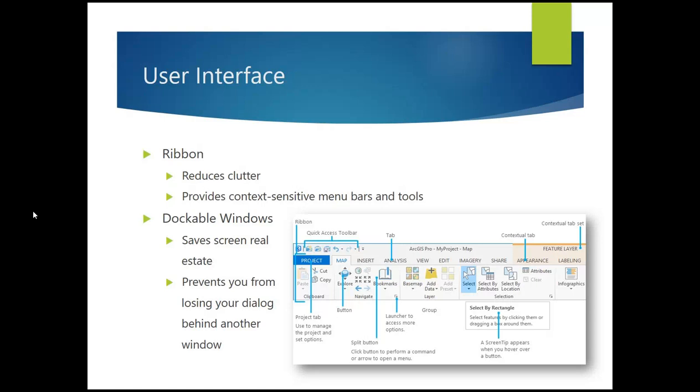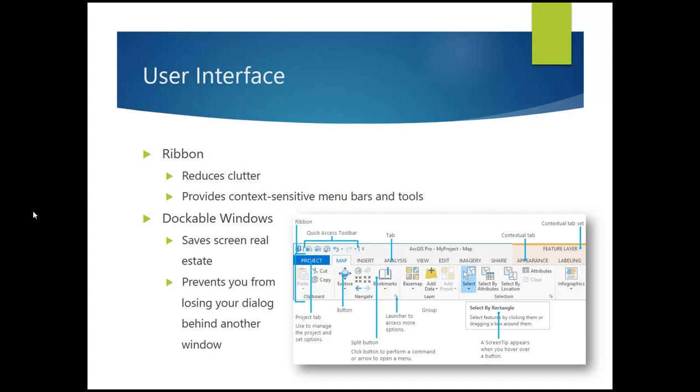So for example, you could click on a layer that you have in your table of contents, and a new little toolbar will appear up in your ribbon, allowing you to edit the features of that different feature layer that you selected. You also now have dockable windows, which really saves screen real estate and prevents you from losing your dialog behind another window.